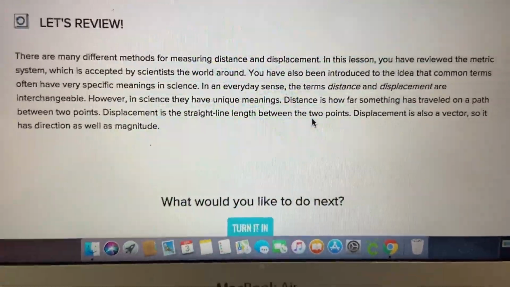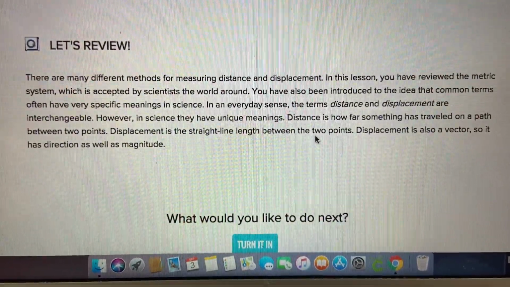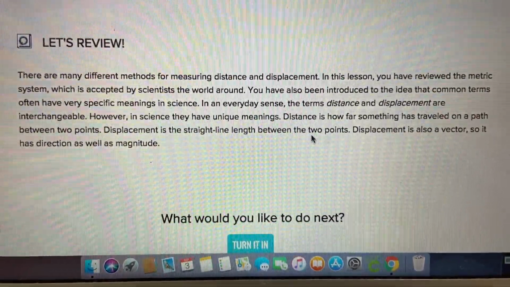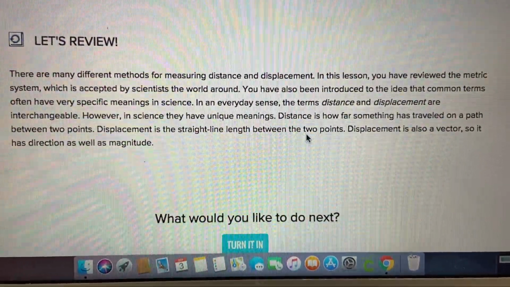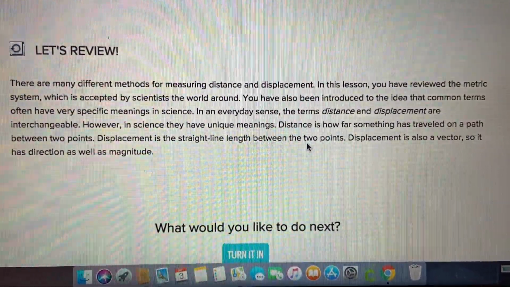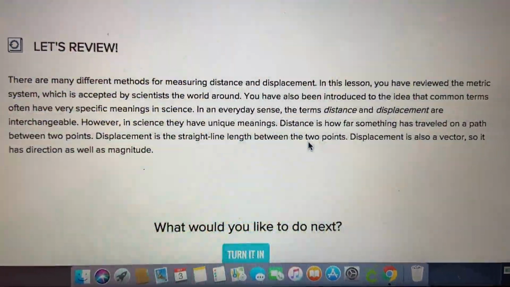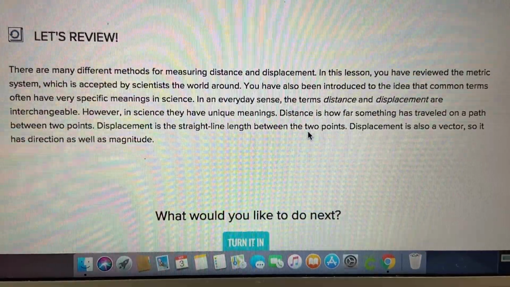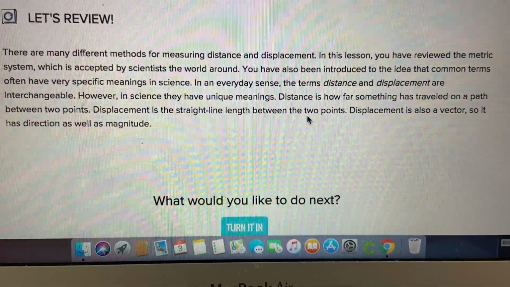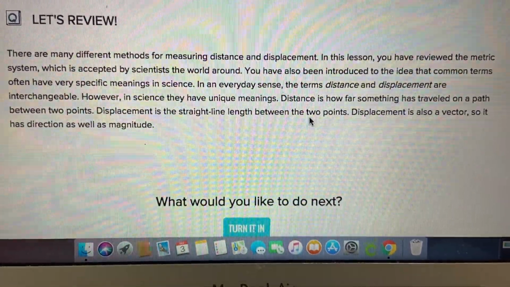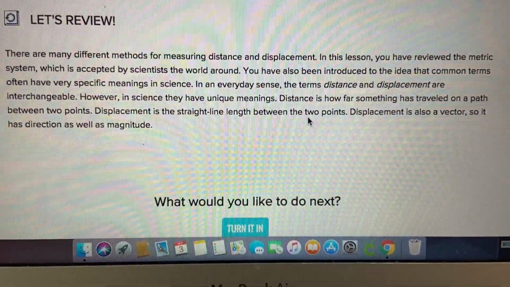So in review, there are many different methods for measuring distance and displacement. In this lesson, you have reviewed the metric system, which is accepted by scientists the world around. You have also been introduced to the idea that common terms also often have very specific meanings in science. In an everyday sense, the terms distance and displacement are interchangeable. However, in science, they have unique meanings. Distance is how far something has traveled on a path between 2 points. Displacement is the straight line length between the 2 points. Displacement is also a vector, so it has direction as well as magnitude.